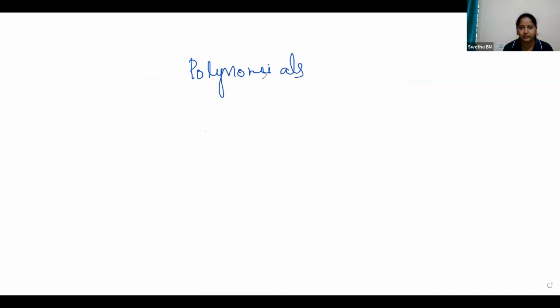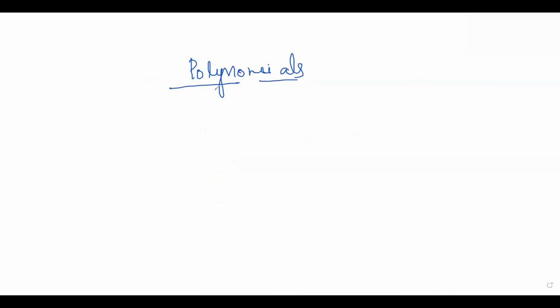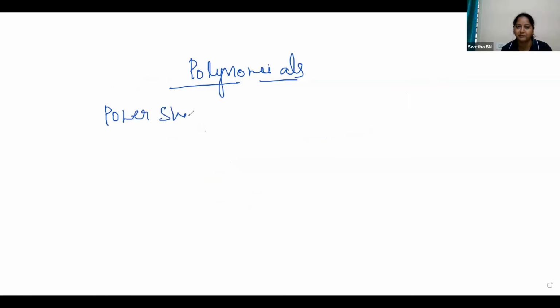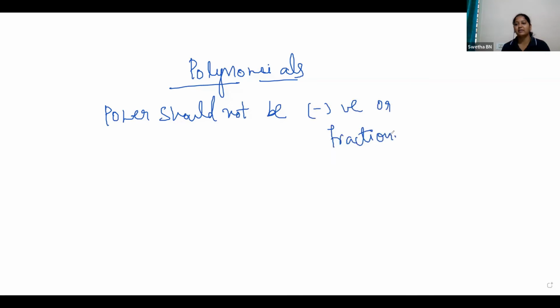So you know the definition for polynomials? Yes, ma'am. Two or more terms, it is a polynomial. And there are two conditions. What are the two conditions? It is about powers. The power should not be what? Panchami, power should not be what for polynomials? Negative or fraction. Okay. So power should not be negative or fraction.